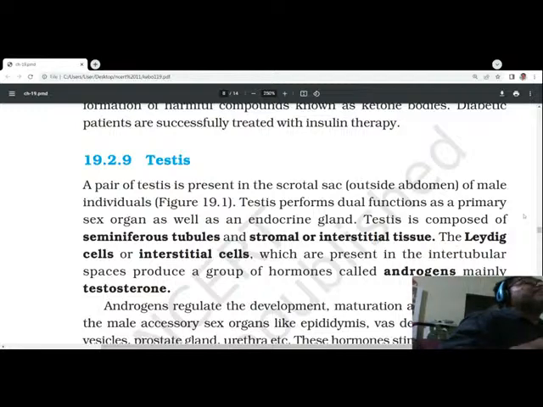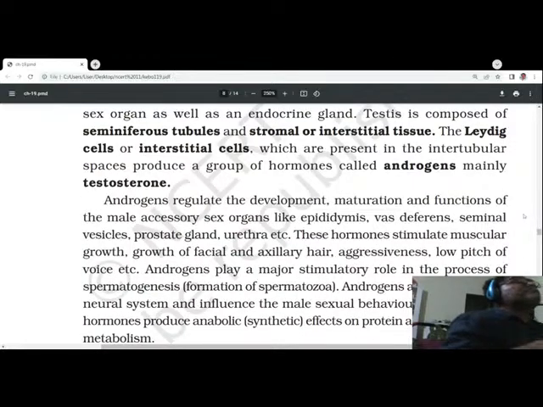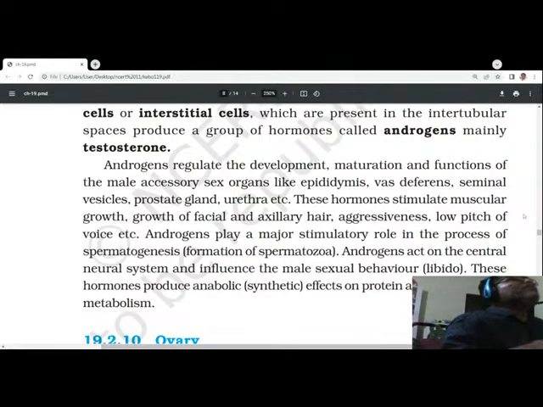Now let us look at the androgens. The androgens regulate the development, maturation, and functions of the male accessory sex organs.